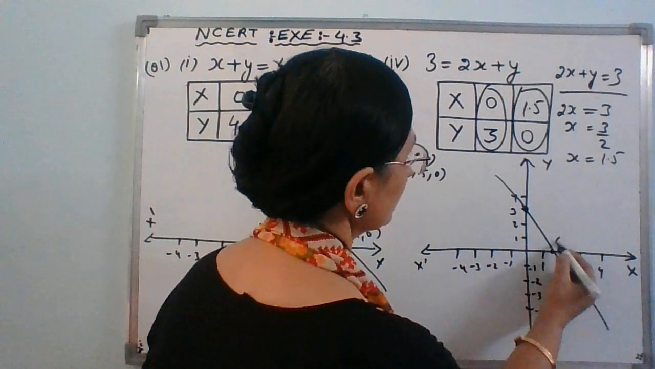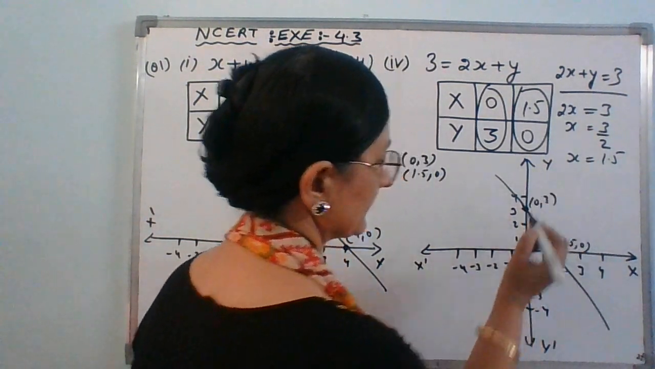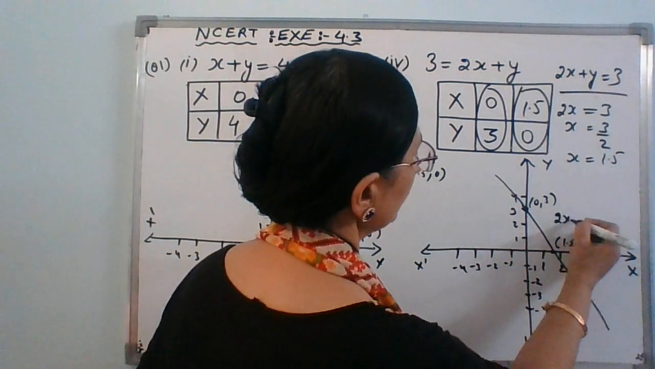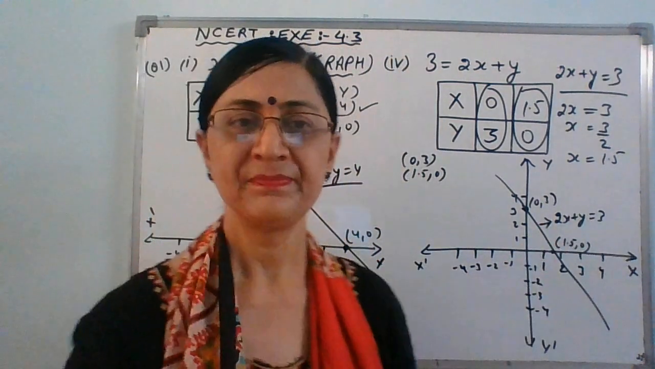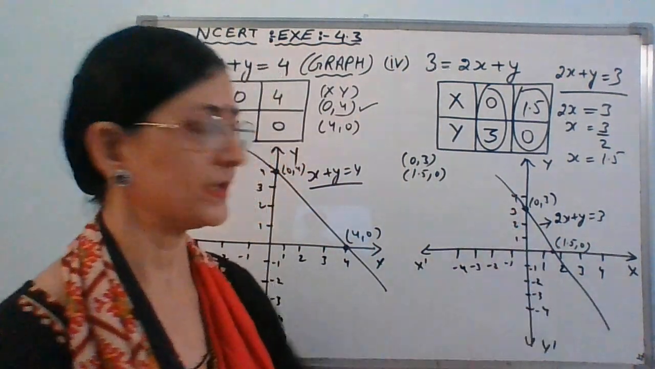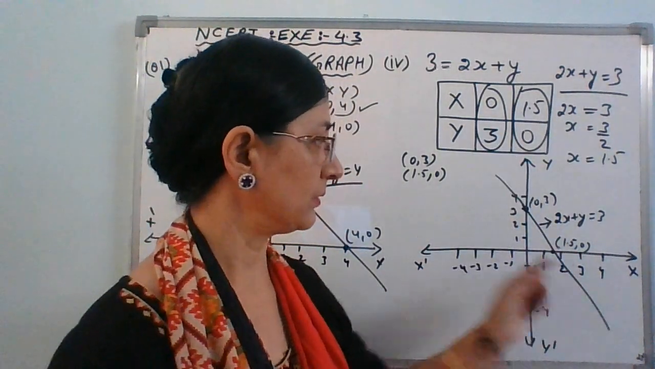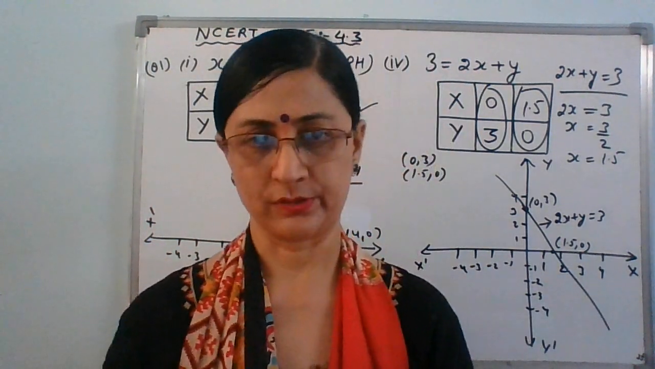Now here this point is (1.5, 0). This point is (0, 3). Here x is 0, y is 3. So this is the line of the equation 2x plus y equals 3. We have found these corner points on the axes. Once x is 0, then y is 3, and once y is 0, then x is 1.5. So this is the method of how to plot the graph of these equations, right?